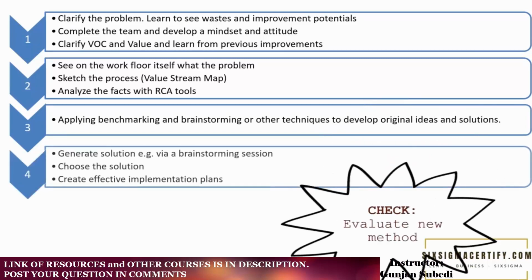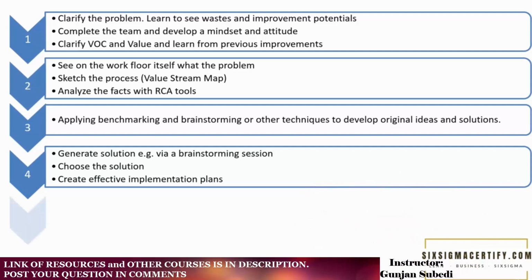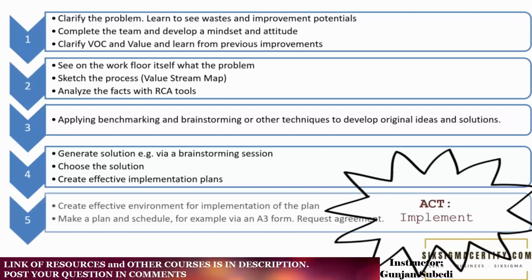In the fourth stage, we generate a solution with a brainstorming session. We then choose the solution and create effective implementation plans. In the fifth stage, we create an effective environment for implementation of the plan. We also make a plan and schedule, for example, via the A3 form.